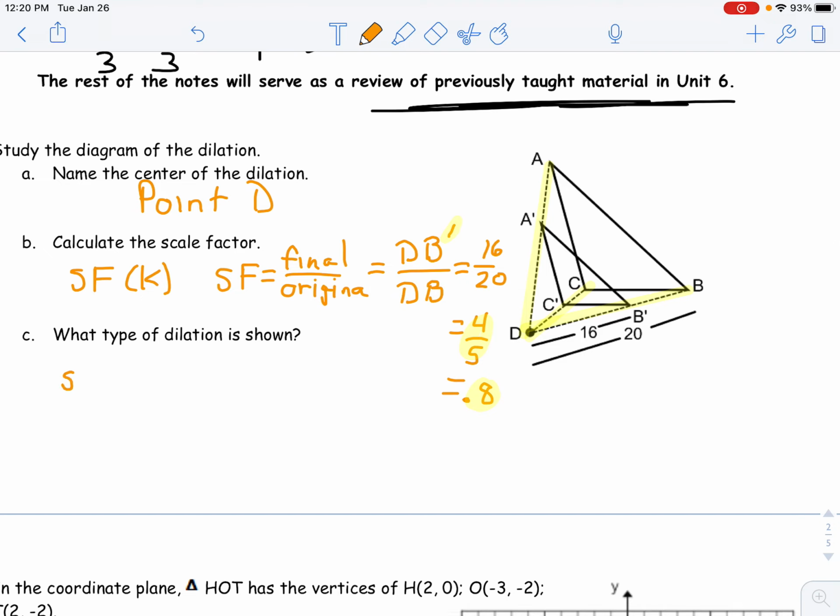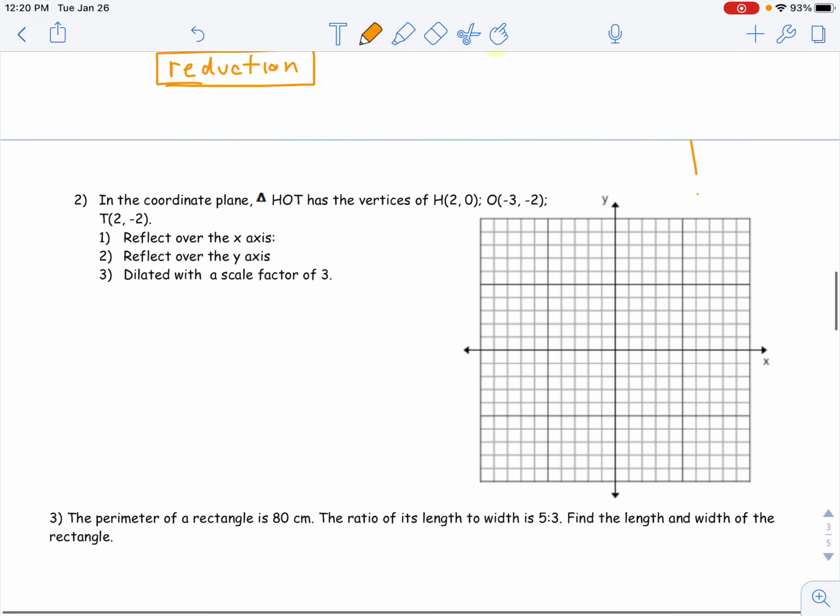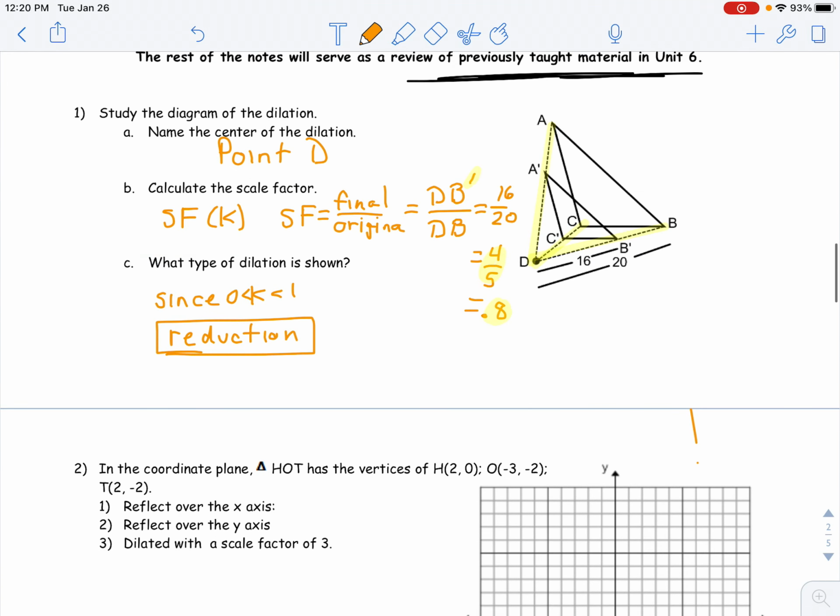And then since K is less than 1, in this particular case, 0.8 is the scale factor, we know it's a reduction. All right, when K is greater than 1, it's an enlargement. And technically, I should write since K is between 0 and 1, because if it's 0, it just disappears, and then less than 0 doesn't really make sense. All right. So there's that problem right there.